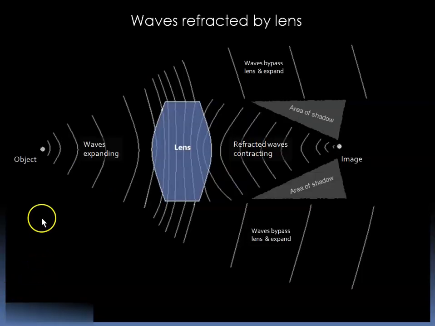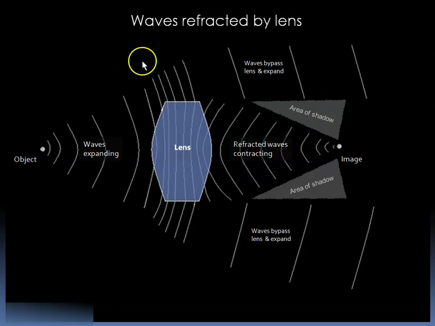Here is another representation of waves moving forward, encountering a lens. Soon, those parts of the wave that enter the lens move more slowly in this diagram, and this results in a change in configuration. In this way, we can take what we call expanding or diverging light and turn it into contracting or converging light. You can see that the light energy is spreading out, but the part of the light that goes through the lens is then concentrated once again until it reaches an image point.